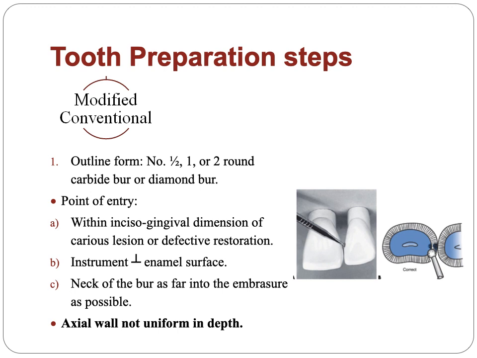For the outline form, we usually use a round bur, any size of carbide bur or diamond bur. The point of entry is the same, within the incisogingival dimension of the carious lesion or defective restoration. The instrument should be perpendicular to the enamel surface and the neck of the bur as far into the embrasure as possible. So it's the same instruction as we said before. The axial wall here doesn't have any uniformity in depth, so don't worry about making the axial wall uniform as in the previous design.